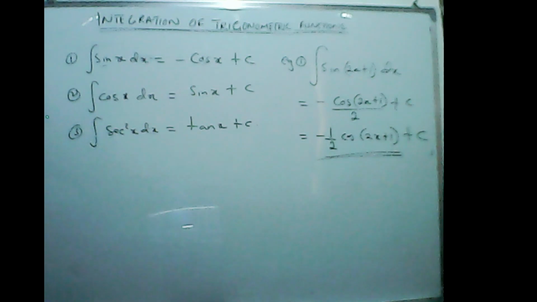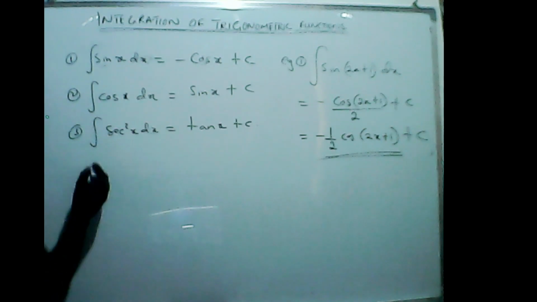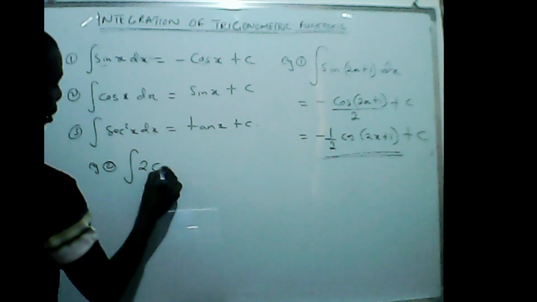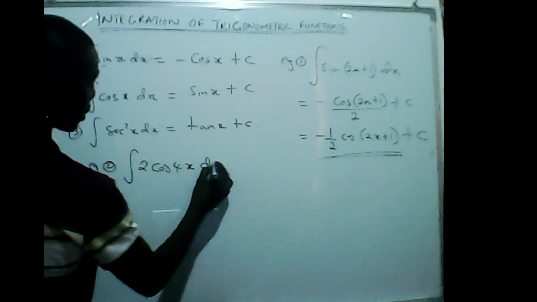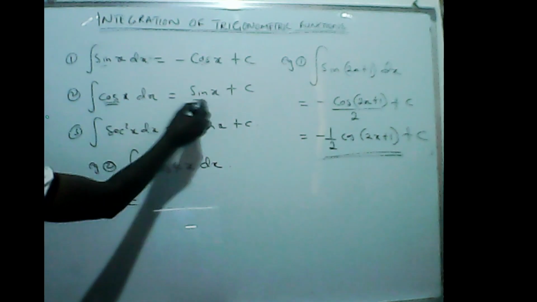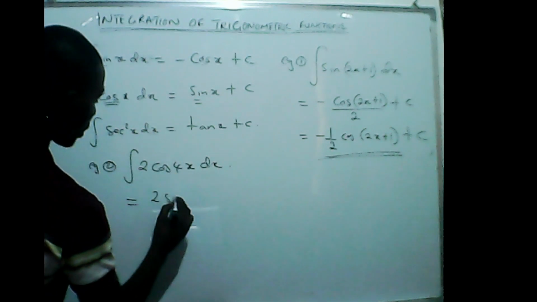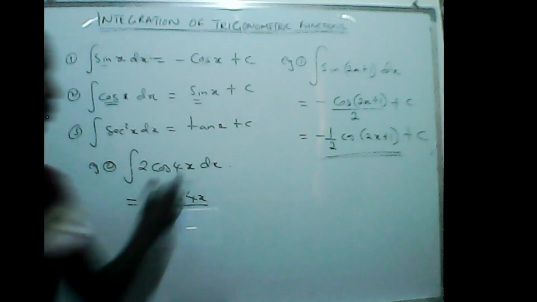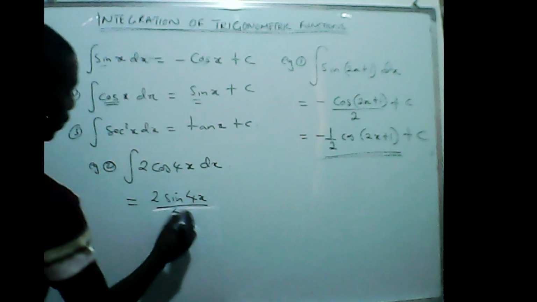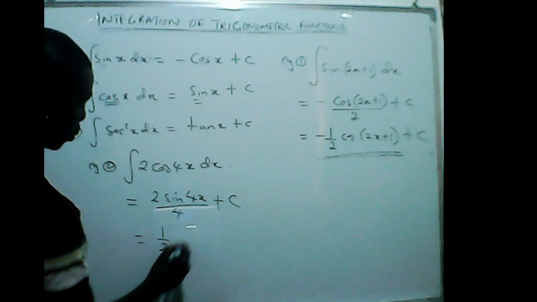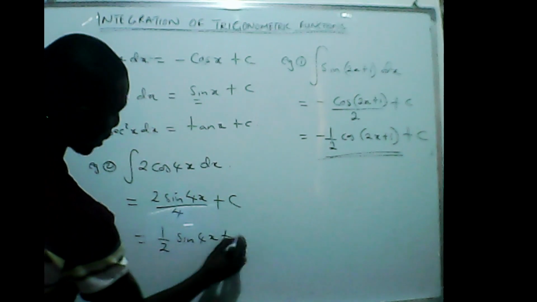Another example, example number 2, the integral of 2 cos 4x dx. Right? Remember, whenever we are integrating cos, it will be sine. So in this case, we have 2 sine 4x. The angle will remain unchanged, all over the derivative of 4x, which is 4, so we divide by 4 plus a constant of integration. So 2 divided by 4 is 1 over 2 sine 4x plus c.